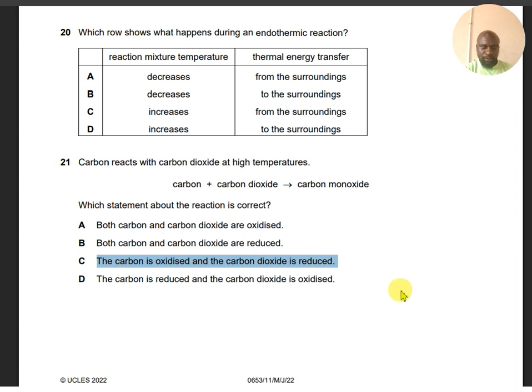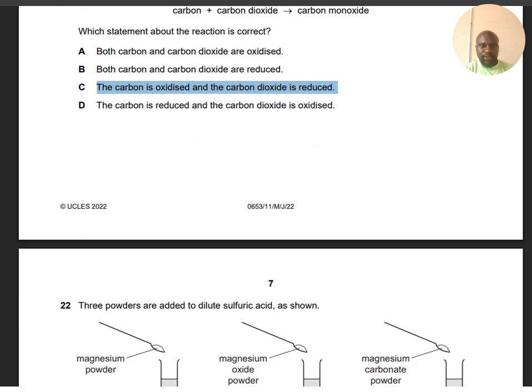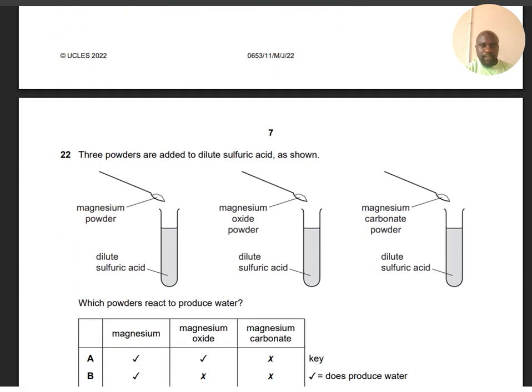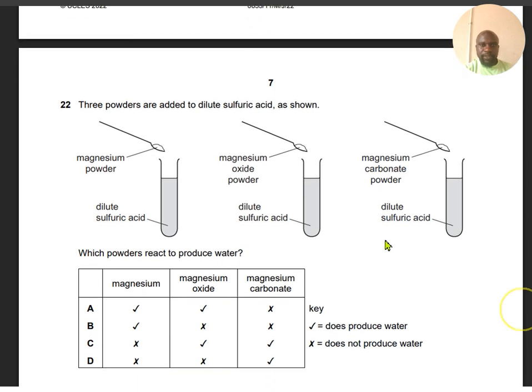Right, moving on to question number 22. Number 22 reads, the powders are added to dilute sulfuric acid as shown. Magnesium powder and dilute sulfuric acid, magnesium oxide powder and dilute sulfuric acid, magnesium carbonate powder and dilute sulfuric acid. Which powder reacts to produce water?